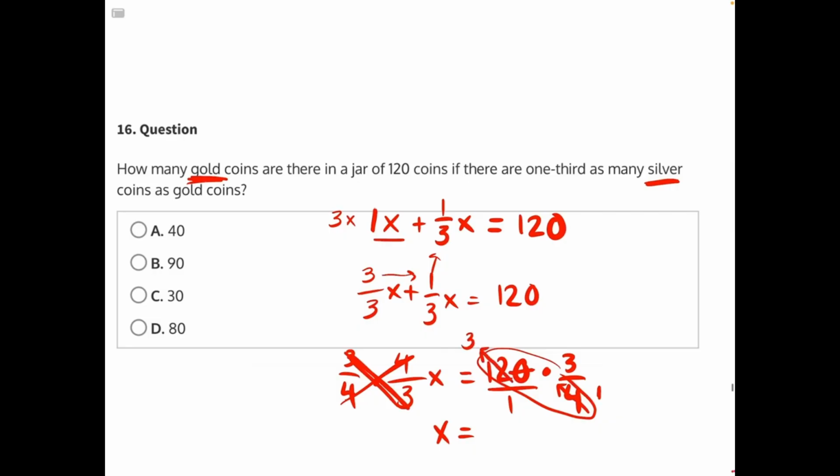So now we can multiply across. 3 times 3 will give us 9. 1 times 1 will give us 1. And now let's bring back that 0. So we have 90 over 1, which is equal to 90, making B our correct answer.